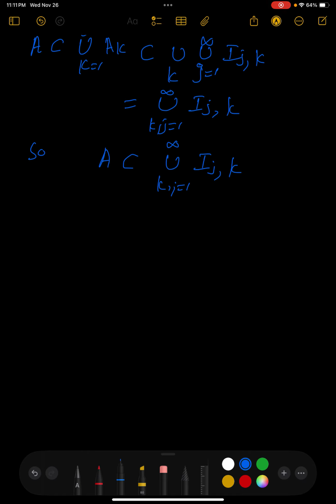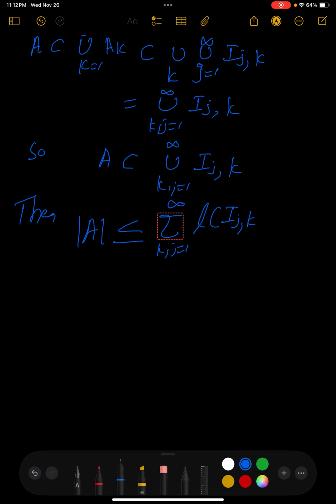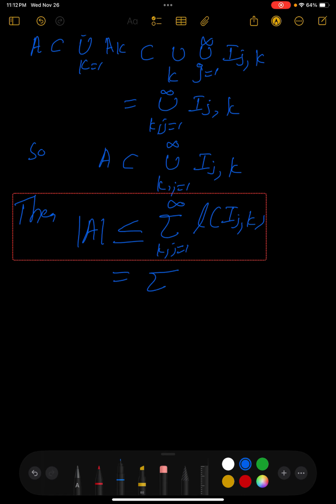Now since we know that the outer measure is actually the infimum, and the infimum value is less than or equal to the sum of the lengths of the open intervals that contain the set A, we have the outer measure of A is less than or equal to the sum over k and j of the length of Ijk, which we can write as the sum over k equal to 1 up to infinity of the sum over j equal to 1 up to infinity of the length of Ijk.